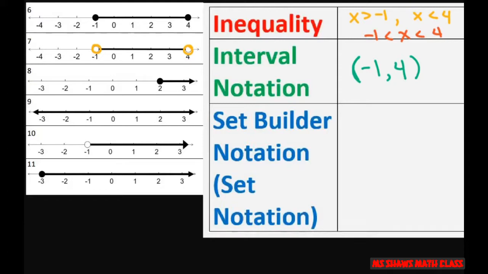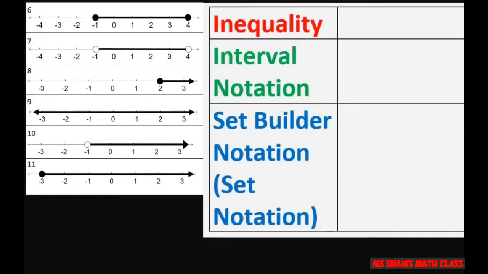All right, and for set builder notation, you're going to use this again in pre-cal. You use braces and say x such that, and just copy this down: -1 is less than x, and x is less than 4. I just like saying x is in between -1 and 4, exclusive.